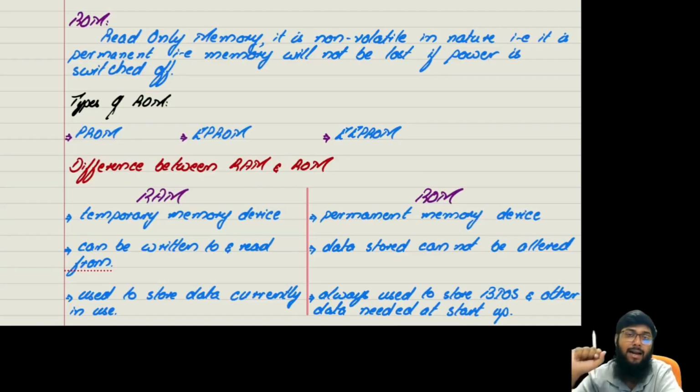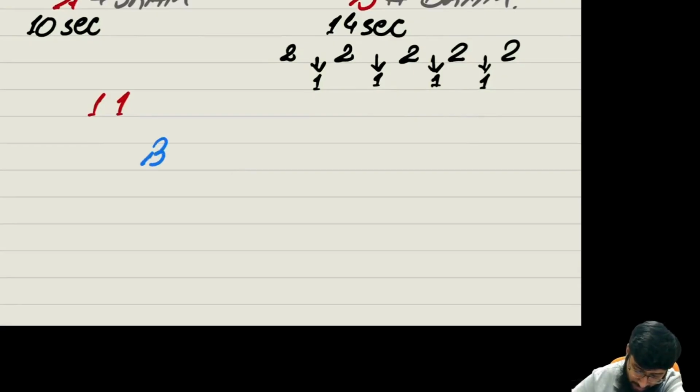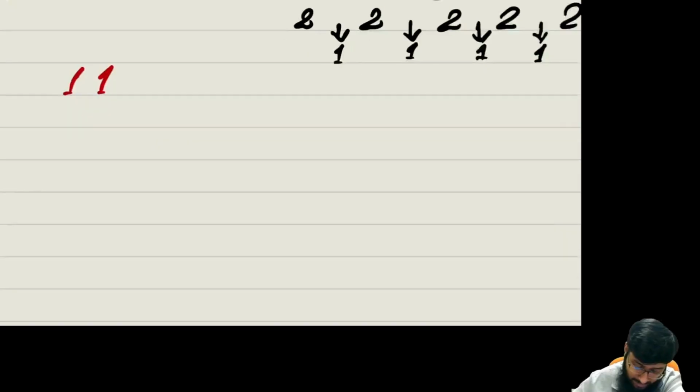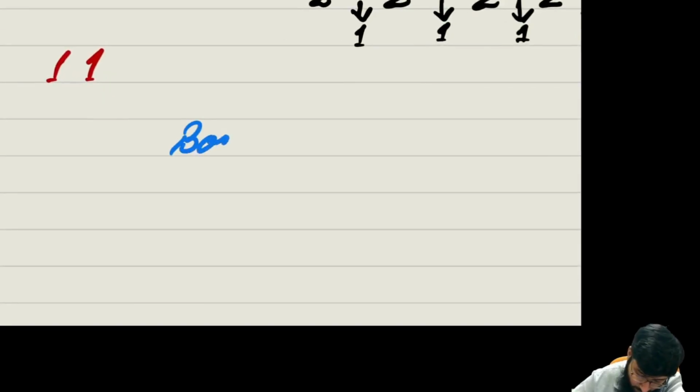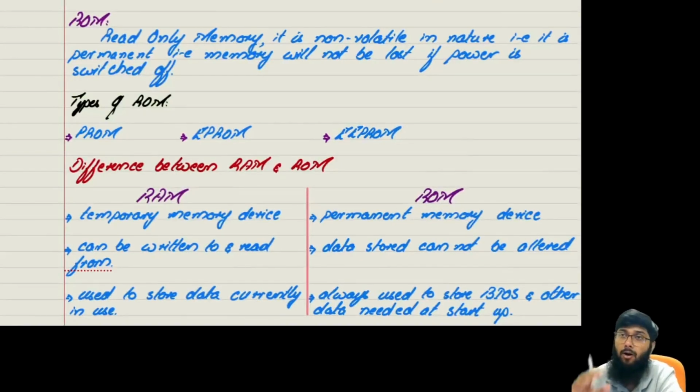That is the reason that within the ROM there is a program, or you may say the boot up section. Boot up section means the startup section of your system is stored within the ROM. We are not going to store that in the RAM, because if we store it in the RAM, as soon as you shut down the power, the boot up section will also be deleted. That's the reason we store it in the ROM, because ROM is permanent as we just discussed.